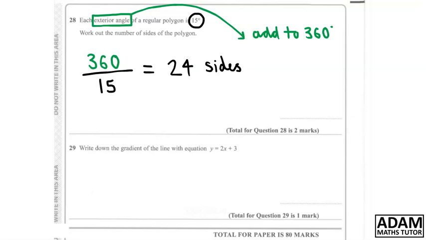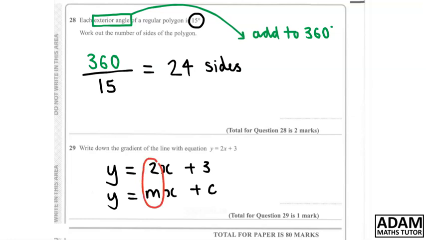Question 29. Write down the gradient of the line with the equation y equals 2x plus 3. So y equals 2x plus 3, and the equation of a straight line takes the format y equals mx plus c, where m is the gradient and c is the y-intercept. So the gradient here would be 2.